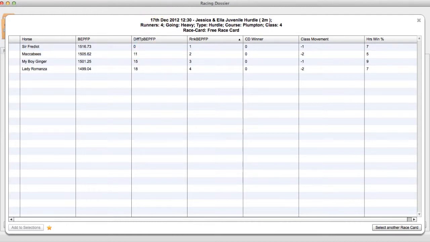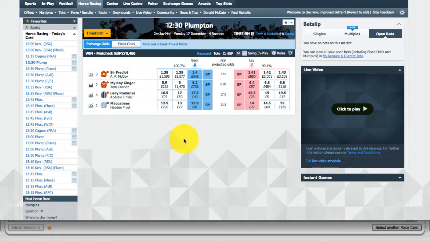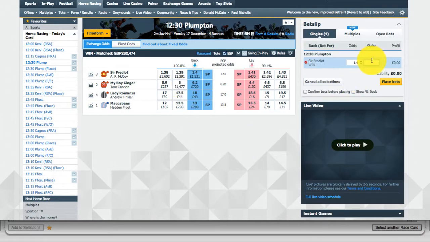Going back to the market, we can see Lady Romanza is the outsider, and Maccabees seems to have very high odds in comparison to how we expect this runner to perform. But we would stick with the market favourite in this particular race, and so we take the odds and we'll place a bet on.